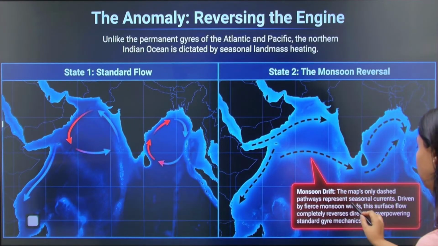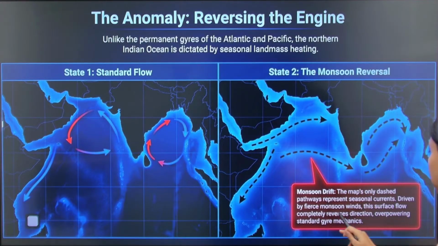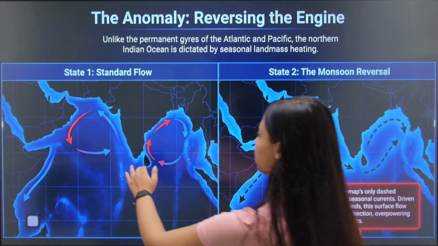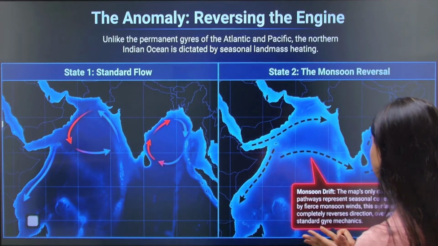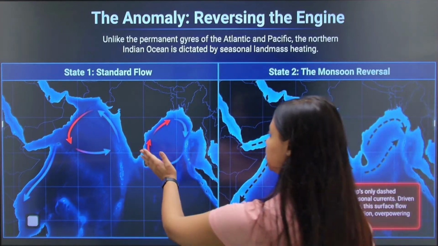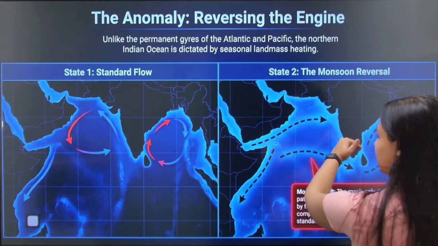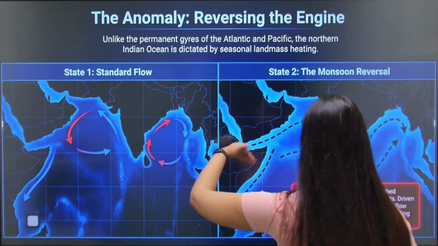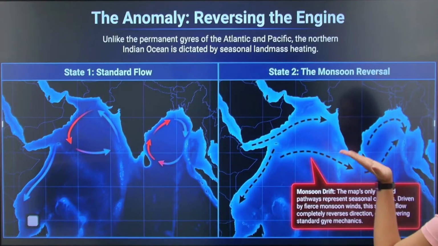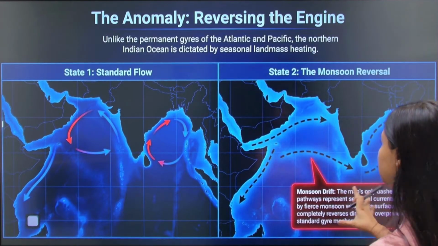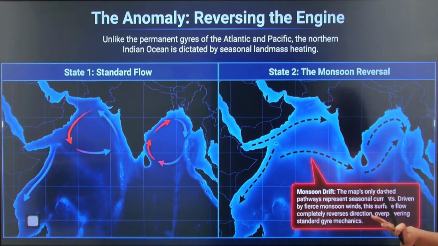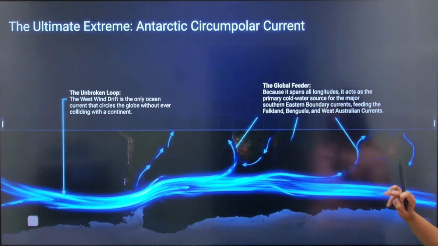Maps only, dash pathways represent seasonal currents. Driven by fierce monsoon winds, the surface flow completely reverses whatever direction we have in the standard flow of the gyres. That direction is completely reversed. If the direction was like this, it now goes like this. Whatever the standard gyre mechanics were, those are completely overpowered by the monsoon drift.